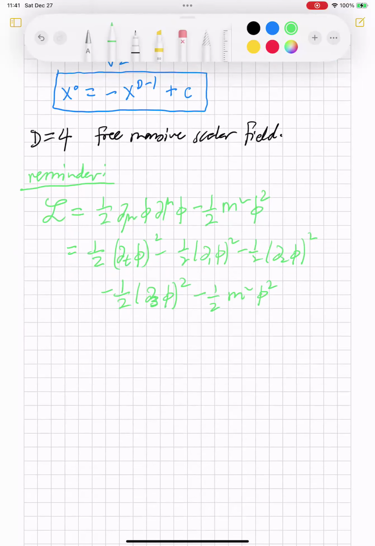Well, our conjugate momentum pi of t comma x would be given by taking a derivative of the Lagrangian density with respect to phi dot of t comma x. And that's just going to be phi dot of t comma x. So that's what the conjugate momentum is.